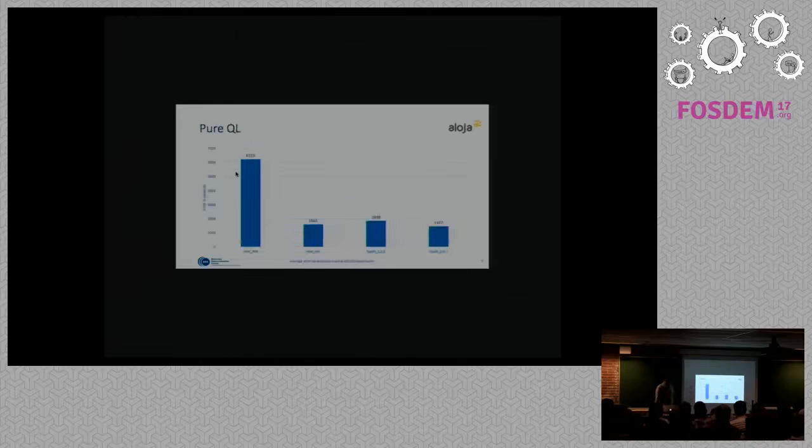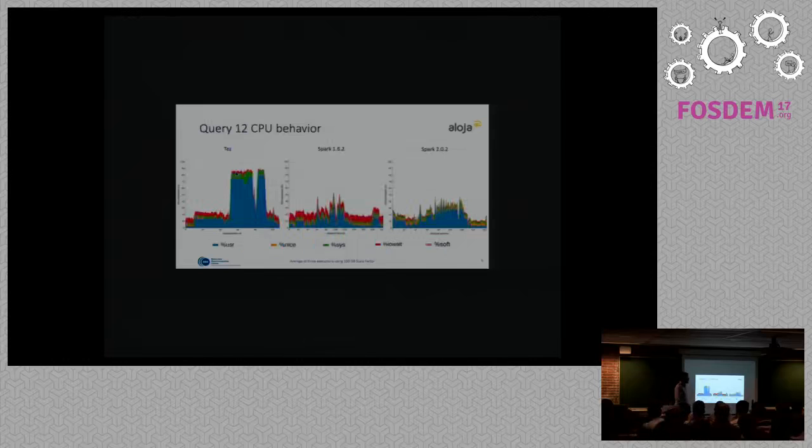As expected, MapReduce is the slowest one in the group, followed by the fastest one, which is Spark 2, which is very close to the other engines, Spark 1 and Hive plus Tez. We wanted to see a little bit more of what was happening inside a pure SQL query. So this is a trace of the CPU behavior of one of the queries, query 12 to be exact. What we can see here is that Tez is reaching 100% of the CPU usage, which indicates it's CPU bound.